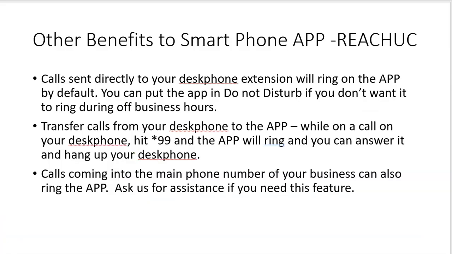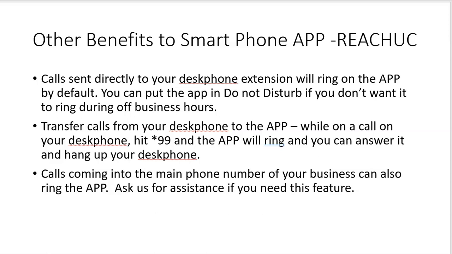Some of the other benefits to our smartphone app on the ReachUC: calls that are sent directly to your desk phone extension will ring on the app by default. So that means if someone's calling you from another extension or transfers a call to your desk phone, the smartphone app will ring automatically. You can obviously put the app in Do Not Disturb. If you don't want it to ring during business or off business hours, you can turn it on and off with the toggle of the switch for Do Not Disturb. So you sort of control when you'd like it to ring.